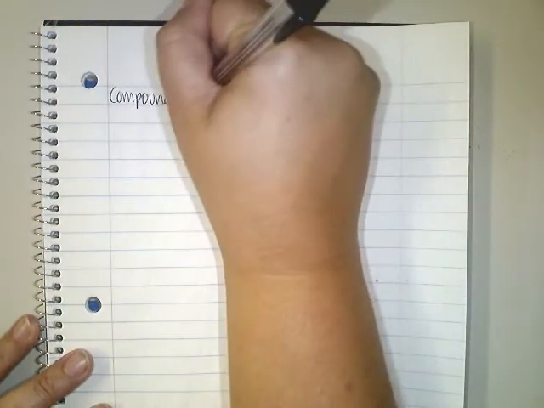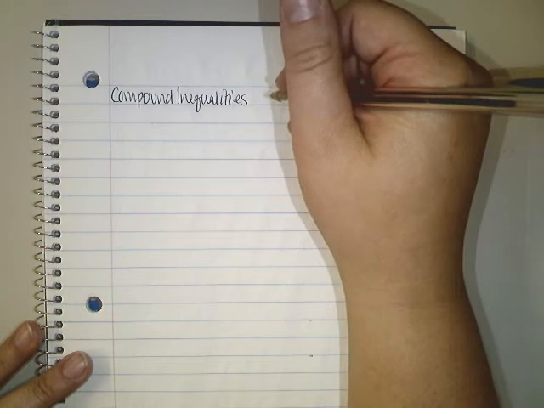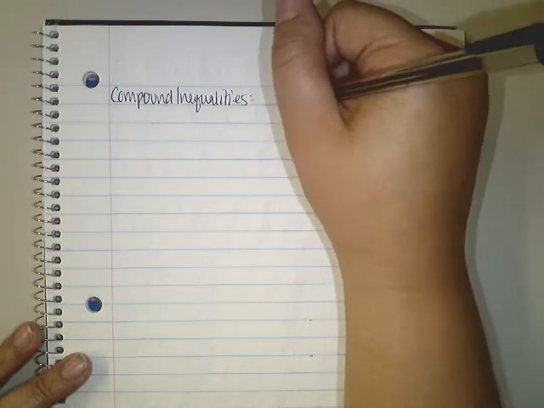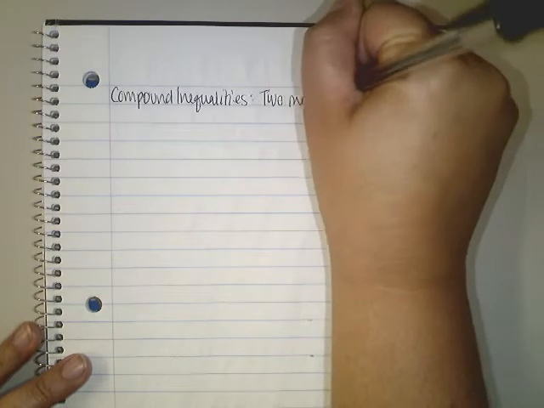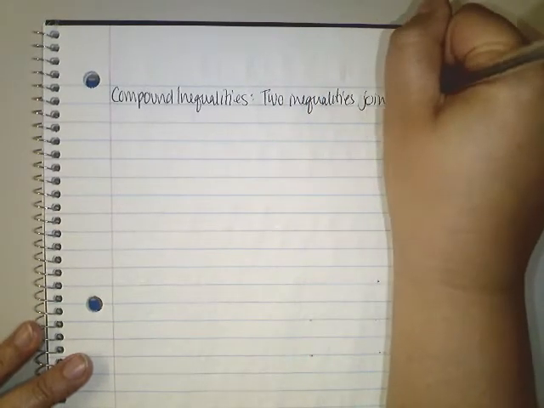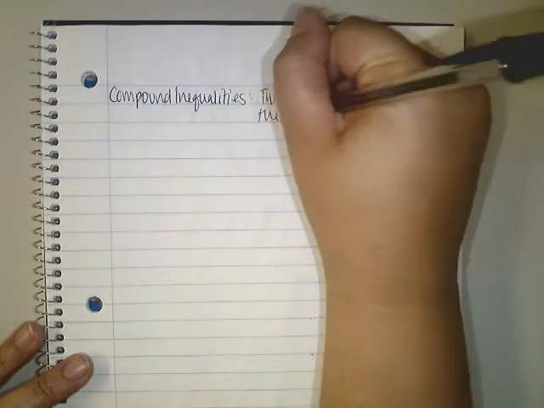So the next thing I want to talk about is compound inequalities. I'm not going to show you an example of solving a normal inequality because I think you guys can do it and we can practice it together in class. So compound inequalities, just so you have a definition, are two inequalities joined by the words and or.